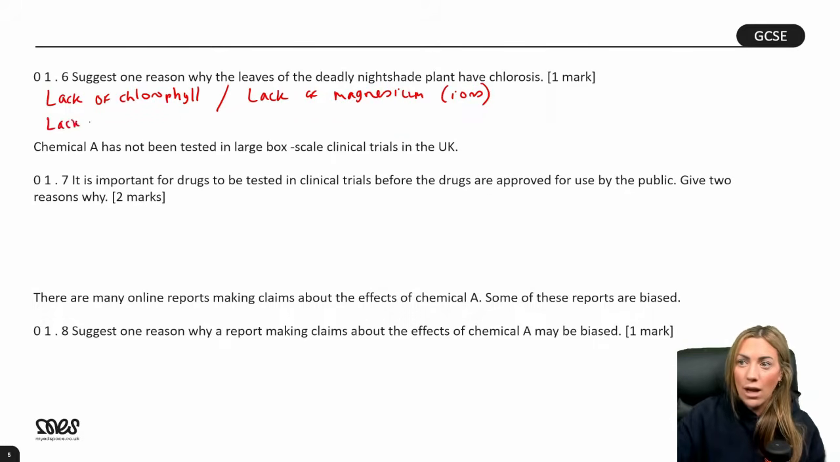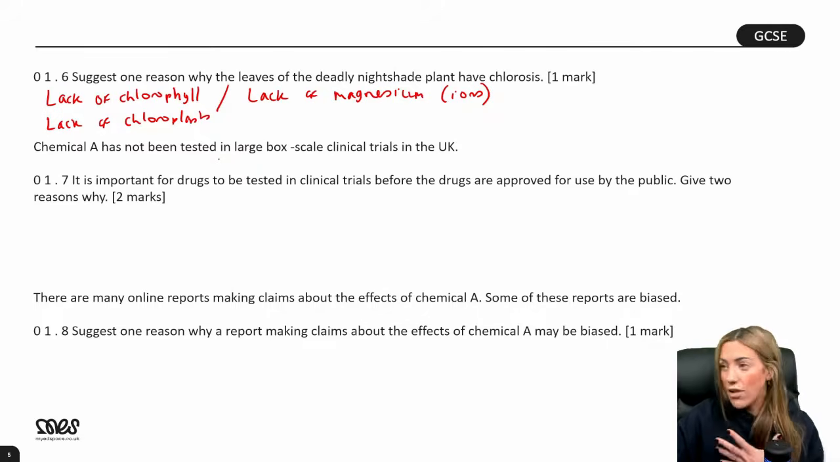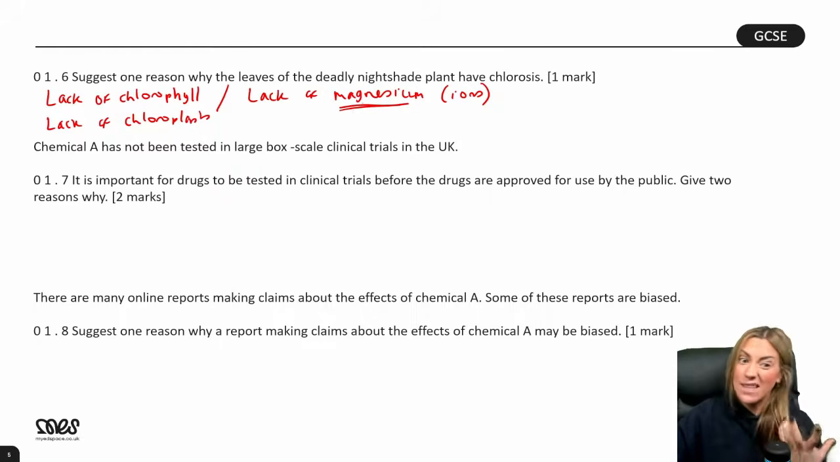They'll even allow lack of chloroplasts as an alternative. They'll allow lots of answers. They'll allow a lack of other ions, like a lack of nitrate ions, a lack of potassium ions, a lack of zinc ions. What they won't allow is lack of nutrients, because nutrients is too vague, okay? But if you've revised this and you've learnt this in school, you have probably learnt specifically that magnesium ions are needed to make chlorophyll. So you're probably going to go for lack of magnesium or lack of chlorophyll. Obviously, then the plant is not going to look green without enough chlorophyll.